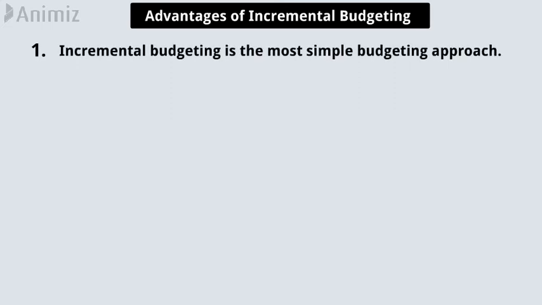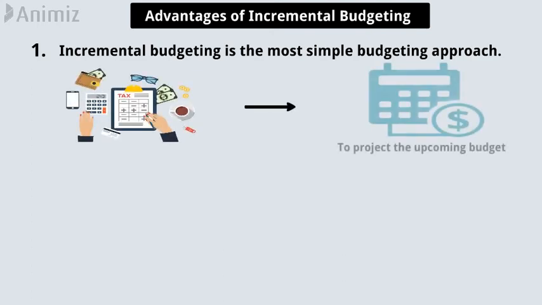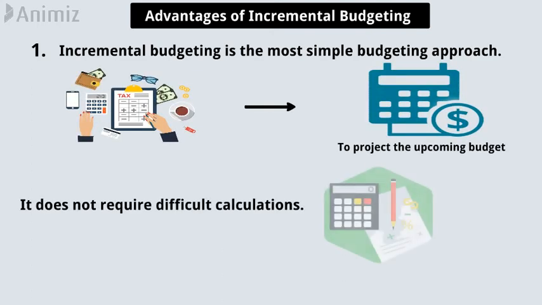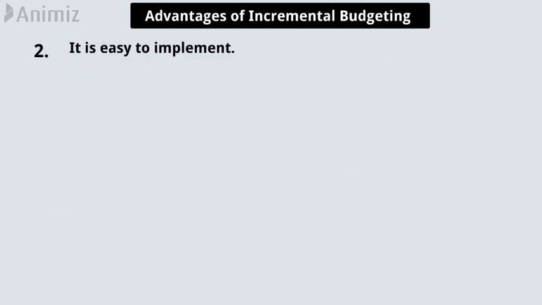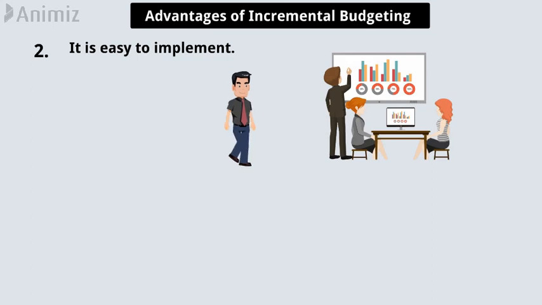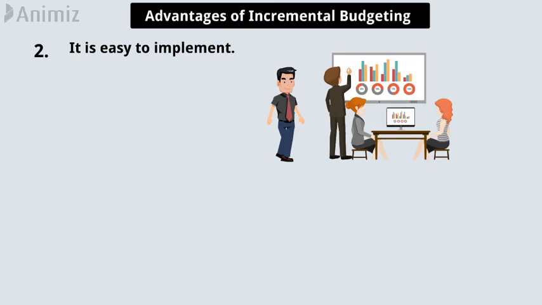What are the advantages of incremental budgeting? Number 1. Incremental budgeting is the most simple budgeting approach. Since it uses the budget for the ongoing period to project the upcoming budget, it does not require difficult calculations. 2. It is easy to implement. You do not have to send your department managers to any special training in order to use this budgeting system.